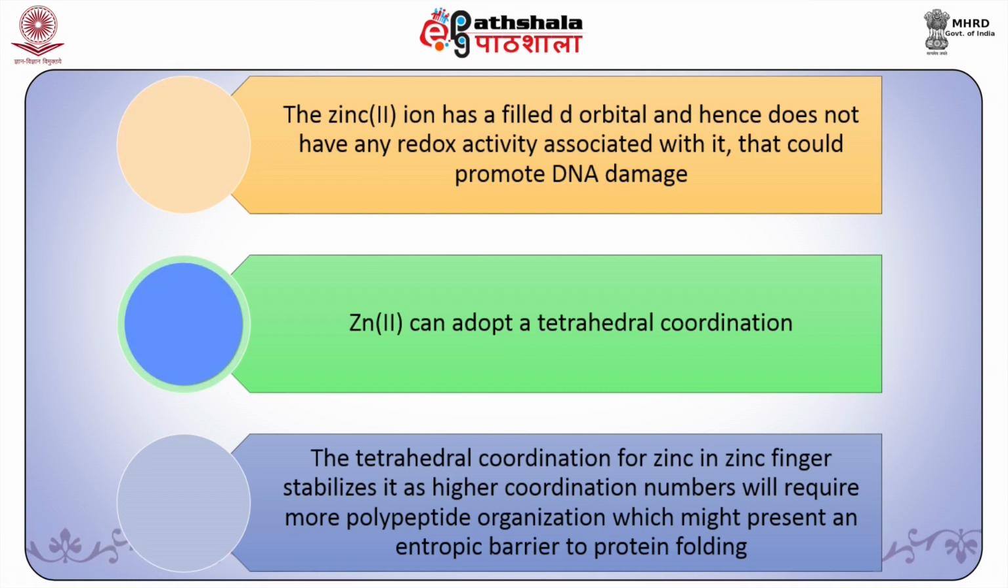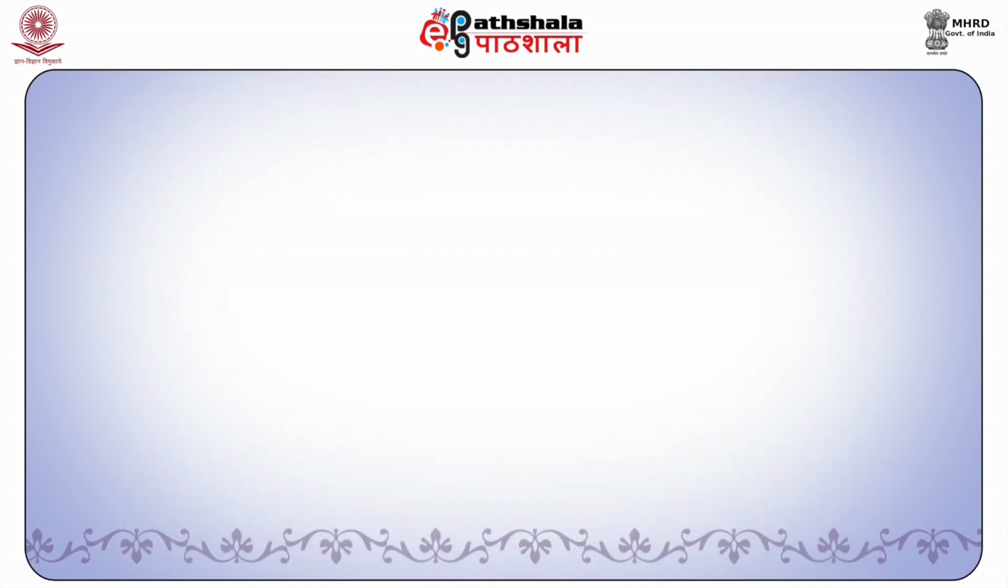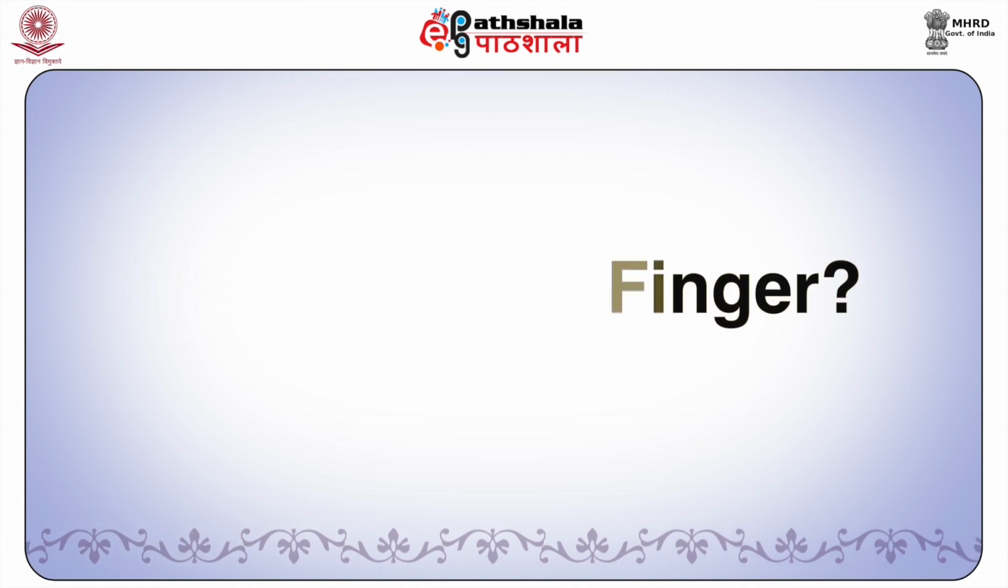Zinc too can adopt a tetrahedral coordination. The tetrahedral coordination for zinc in zinc finger stabilizes it, as higher coordination numbers will require more polypeptide organization, which might present an entropic barrier to the protein folding. So, what is a zinc finger?